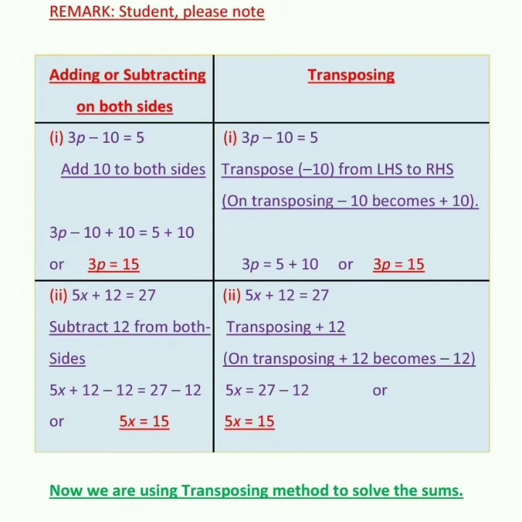Now see the transposing method. 5x plus 12 is equal to 27. Transposing plus 12 from the left hand side to the right hand side. On transposing, plus 12 becomes minus 12. Therefore 5x is equal to 27 minus 12, or 5x is equal to 15. It's clear, everyone? Now we are using the transposing method to solve the sums. That's why it is very important.